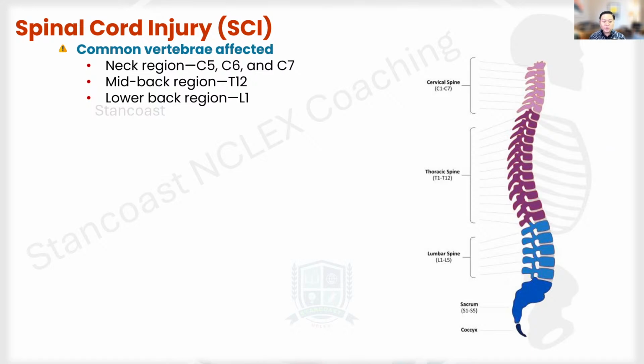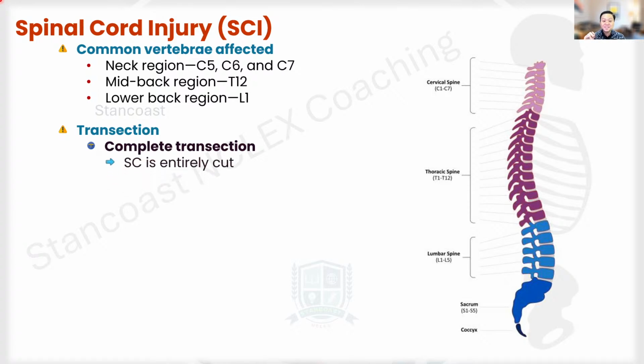So we'll talk this time about the transection. What is the transection? This is probably going to come out in your exam. So this is basically going to tell us the severity or the area where the damage is going to happen. All right. So it can be split into two. There is what we call the complete transection of the cord. It simply means that the spinal cord is entirely cut. There is a severe damage.